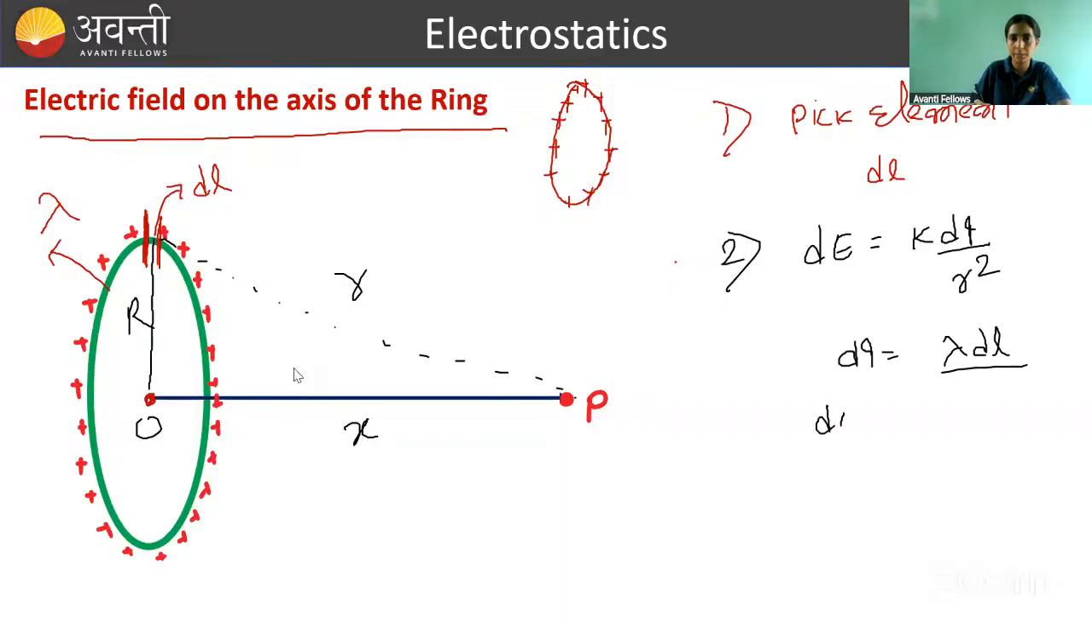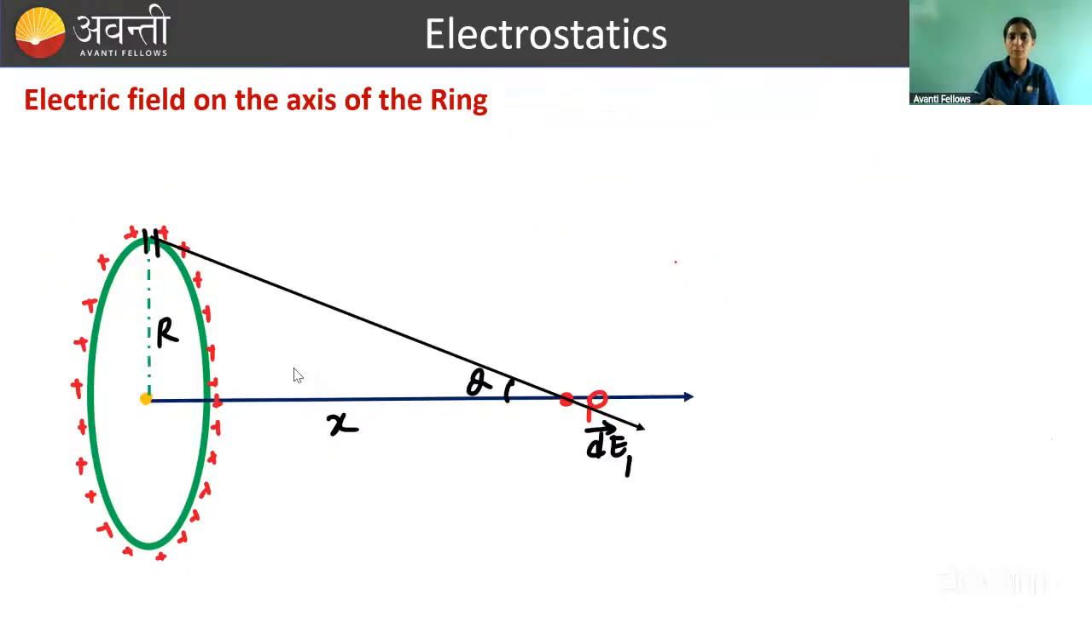Write the above value. dE is equal to how much? K, dq is how much? Lambda dl divided by r squared, you will write here. So this is what we are going to do, but we need to be careful with the direction. So look, here I have added the direction dE1. Done? So this dE1 will have two components.